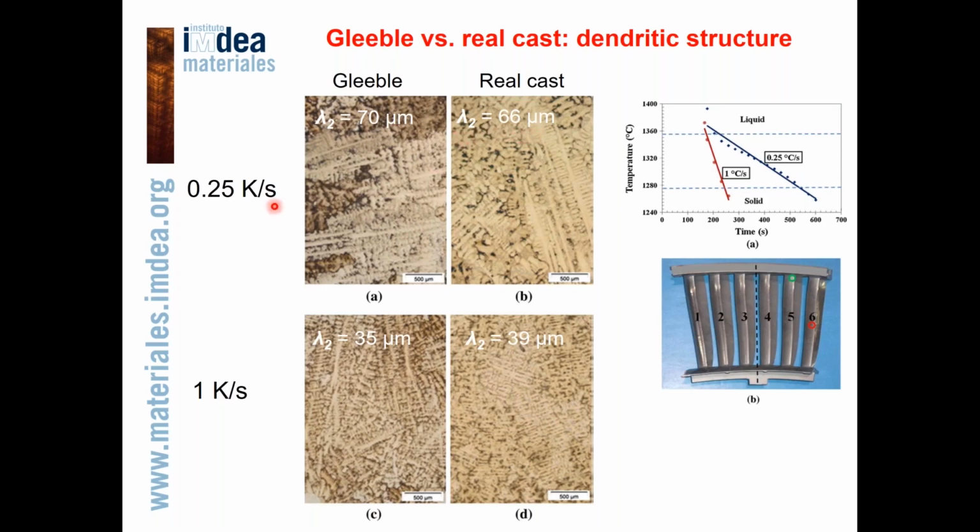If we increase the cooling rate to 1 degree per second, it results in refinement of the dendritic structure, which is also well predicted by physical simulation. We can see a finer dendritic structure and also much lower secondary dendrite arm spacing, which is close in the Gleeble sample and in the sample machined from a real nozzle guide vane.